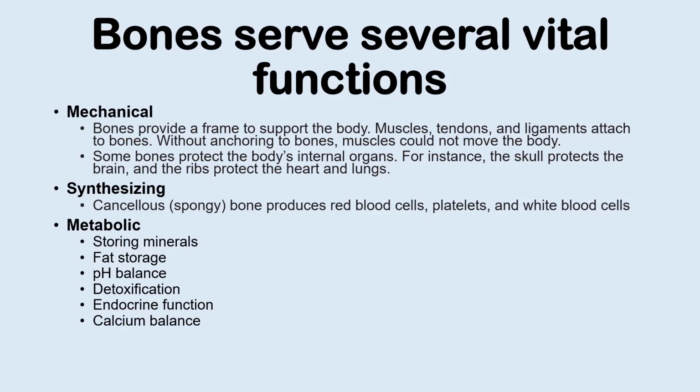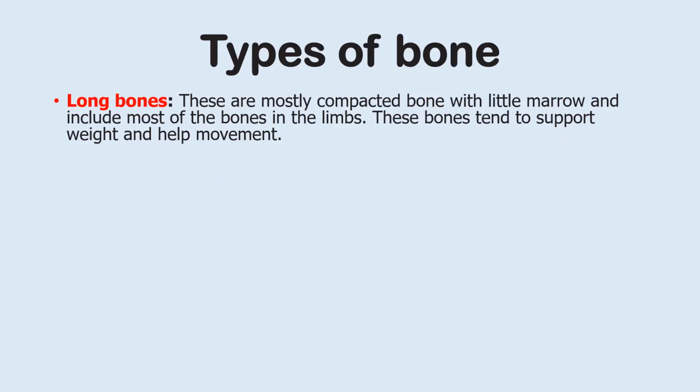So if we have some sort of chemicals that are not healthy to us, the blood goes everywhere, and when it gets to the bone, it gets extracted and detoxified. It has endocrine function. It controls the body's calcium balance. Now, muscles cannot contract without calcium, but it's stored in the bone.